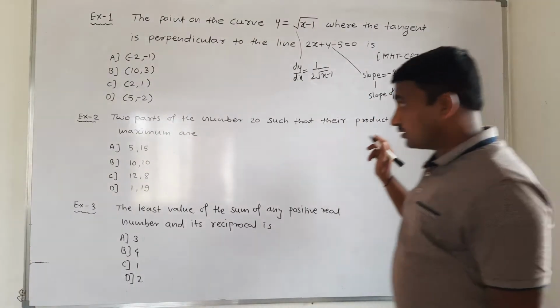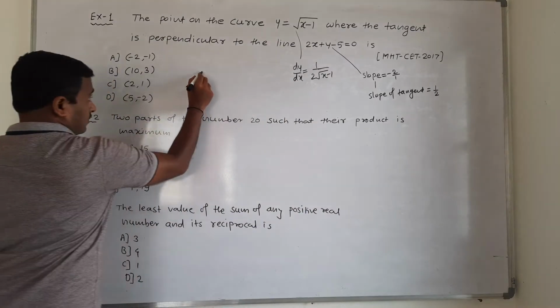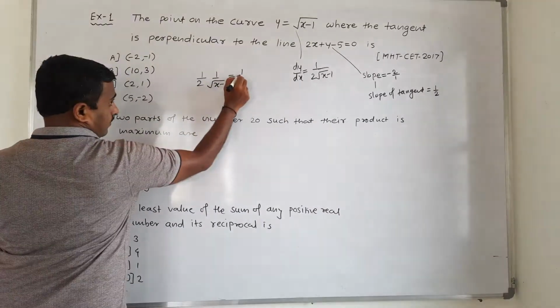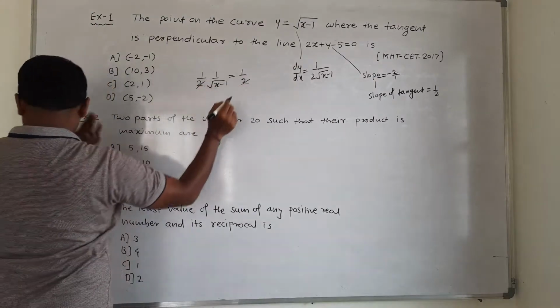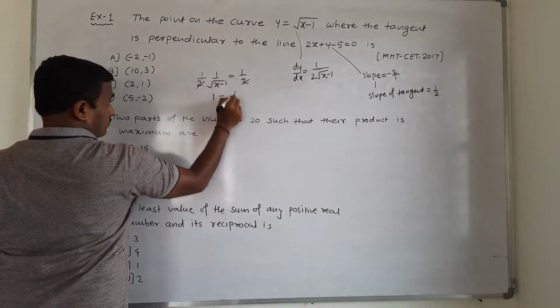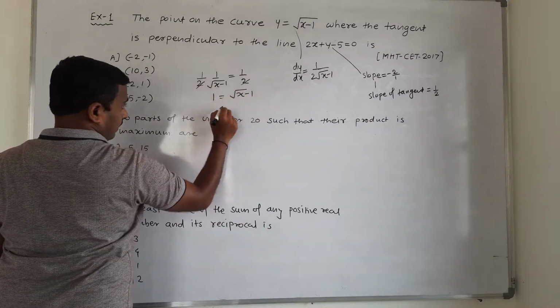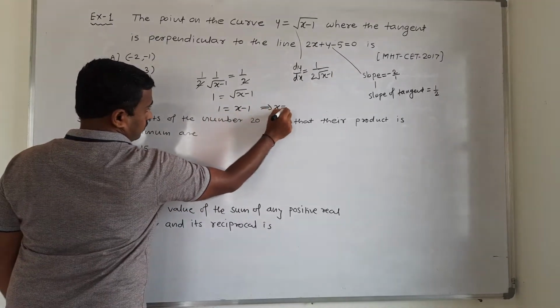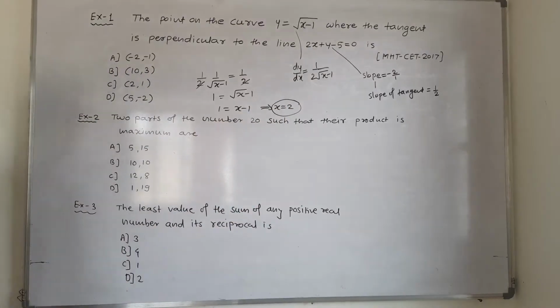These two are again slopes. I write 1 by 2 equals 1 by square root x minus 1 by 2. 2 gets cancelled. Just transfer this. 1 is equal to square root x minus 1, squaring, 1 is equal to x minus 1, which implies x is equal to 2.